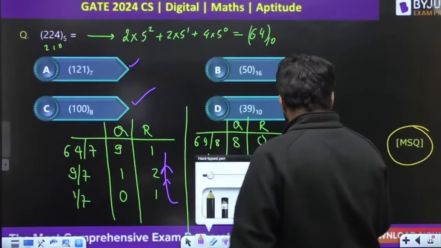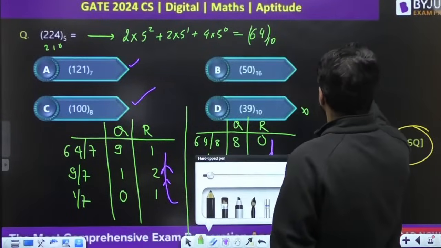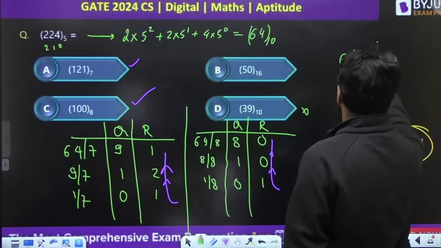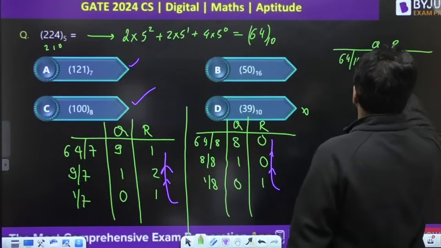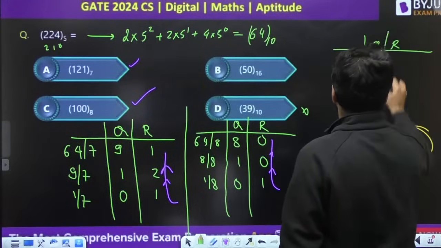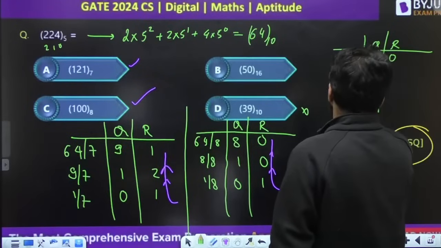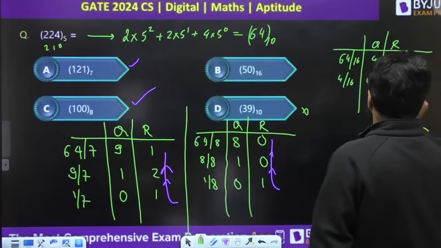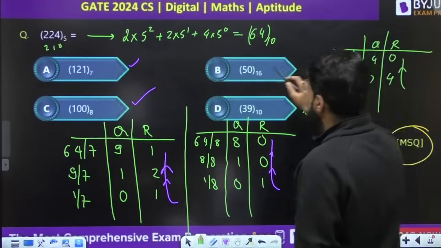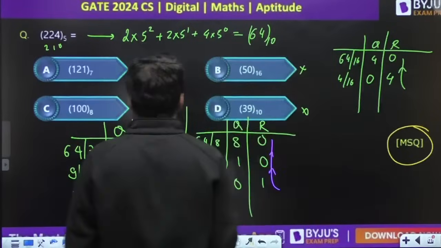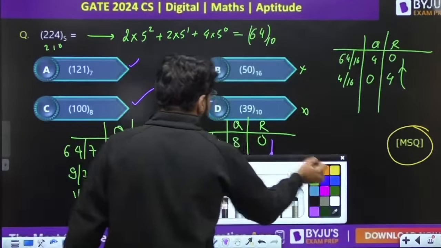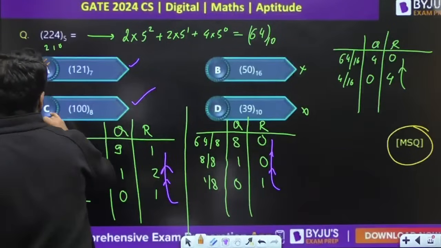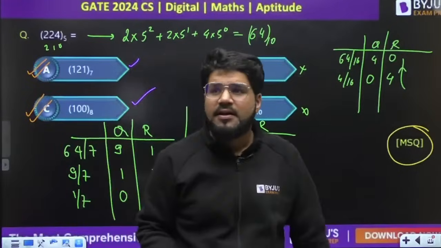Now the last but not the least, converting to hexa. 64 divided by 16, this will also be very quick. Quotient is 4, perfectly divisible, no remainder. 4 by 16, 4 is less than 16, not divisible, but the quotient is 0, remainder will be 4. The answer is 40. So this is also wrong. The correct answer for the question is A and C.